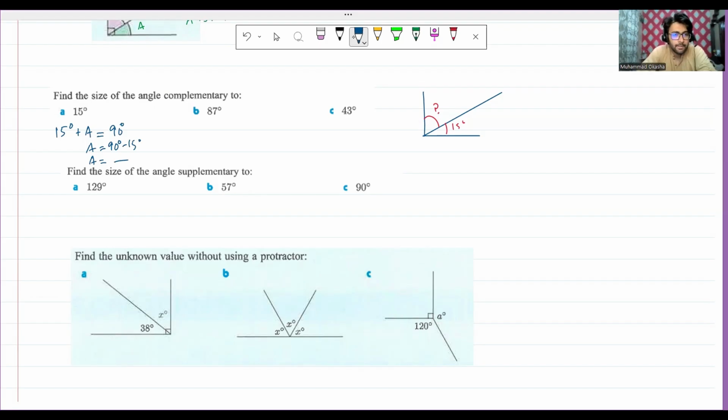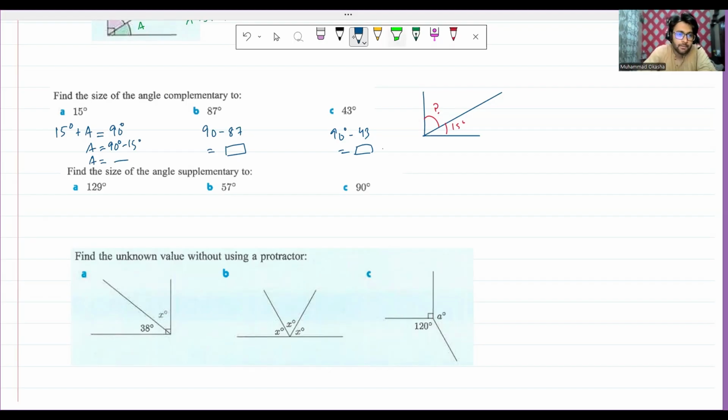Similarly, you'll do the same for 87 degrees as well. You'll do 90 minus 87 degrees, and you will get your answer. Similarly, 90 degrees minus 43 degrees, and you will get your answer for the complementary angles.